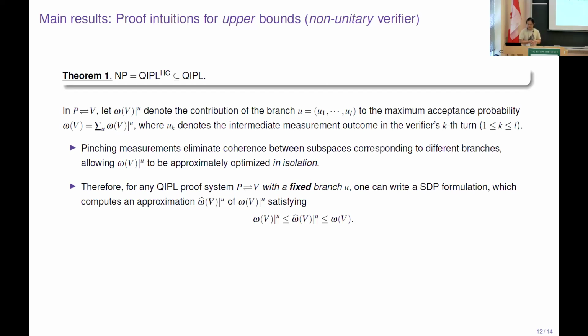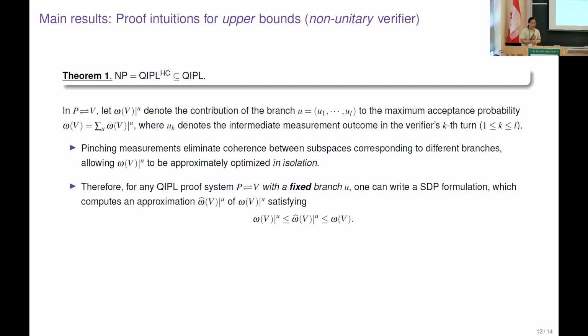Turns out for any fixed branch U and for any proof system, we can still write an SDP where the constraint, with some subtlety, is not really the same one used in the unitary case. And this SDP will verify an approximation hat omega VU of the original one, and it lies between the actual contribution of this branch in the optimal proof strategy, and also cannot be larger than the optimal proof strategy.